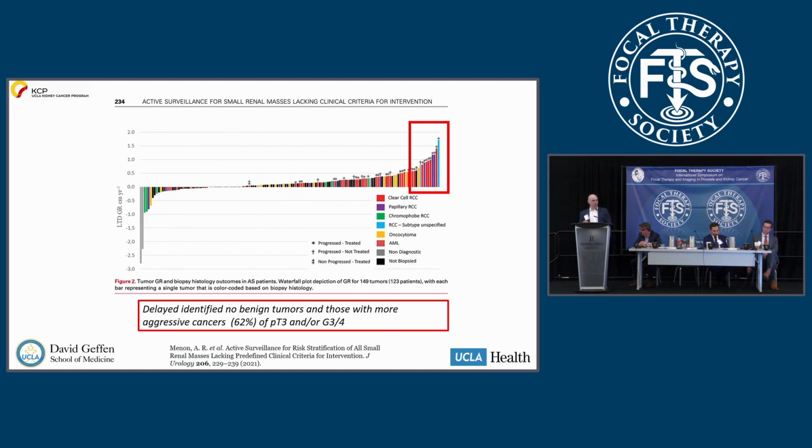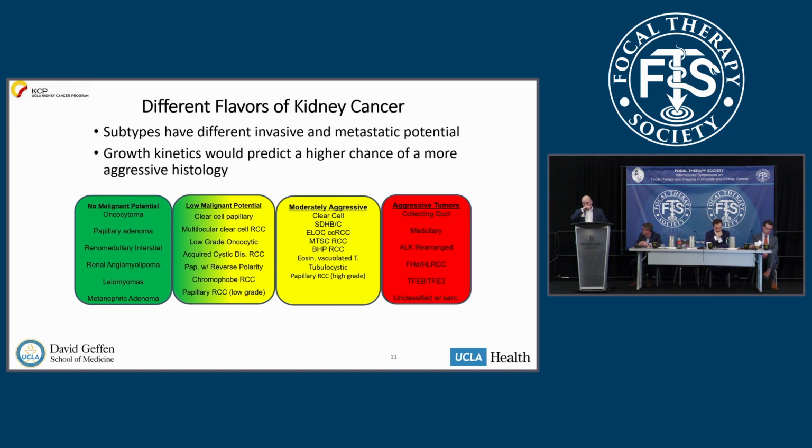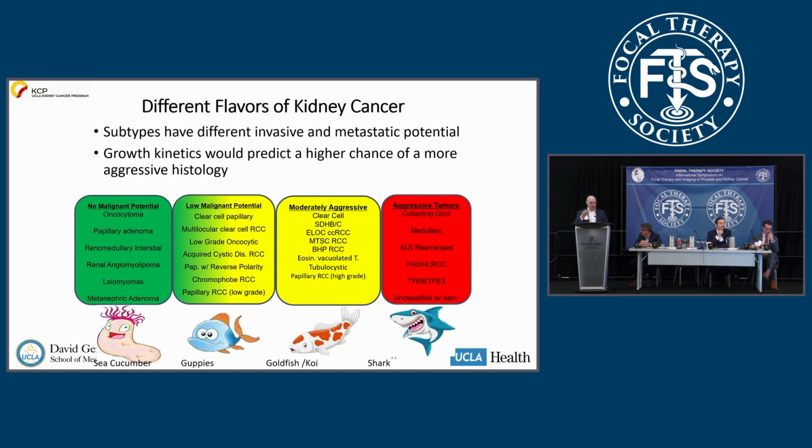Now, these are probably tumors that were born bad. We shouldn't ignore that they're born bad. There are tumors with bad biology, and this patient clearly has a more aggressive disease biology, needs to be treated. Now, clearly there's different flavors of kidney cancer. We have our sea cucumbers all the way to the sharks. And biology basically dictates aggressivity.